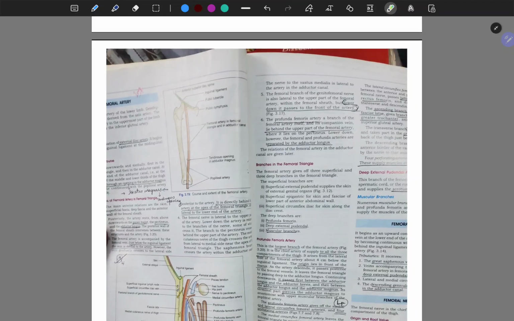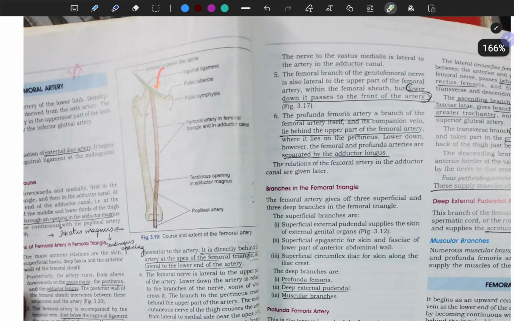Here we are going to discuss the femoral artery, which is a very important anatomy. The femoral artery is a continuation of the external iliac artery and emerges at the level of the mid-inguinal point. Then it reaches the adductor canal, where it lies underneath the adductor magnus muscle, a tendinous opening in the adductor magnus.